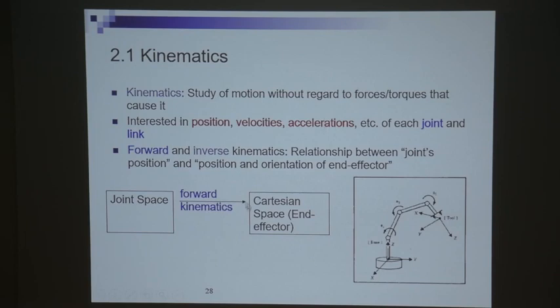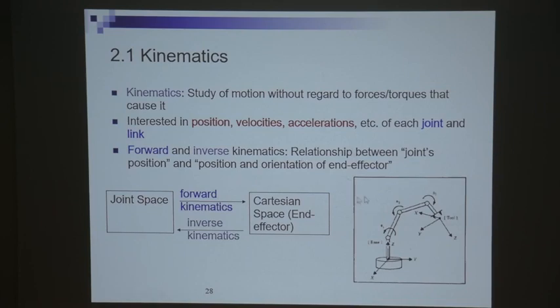Meaning that you change the joint angle, and then the link being rigidly attached will cause a change of the end effector position. So this is the forward kinematics. And then you have the inverse kinematics. The inverse kinematics is the other way.